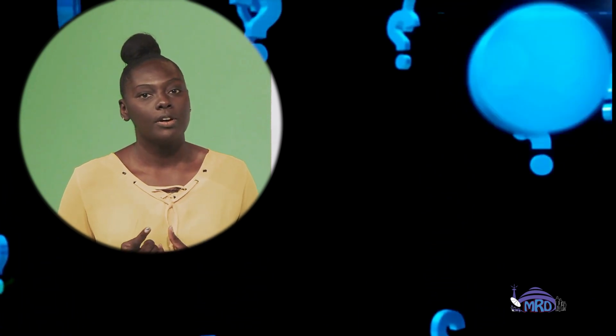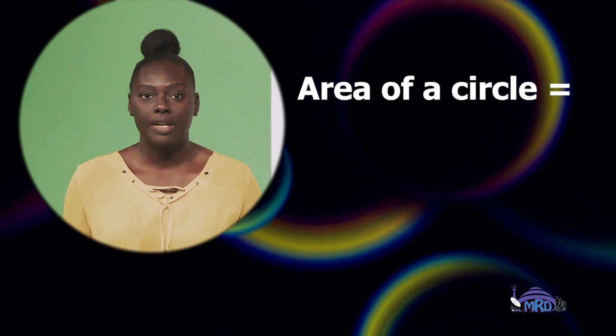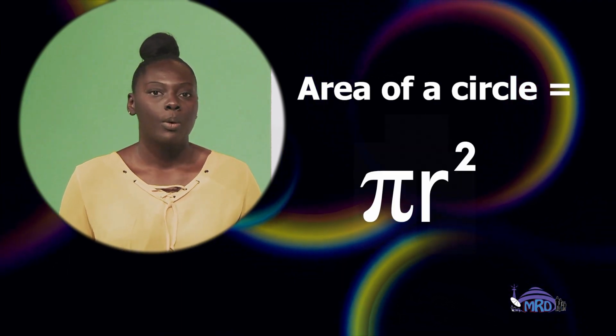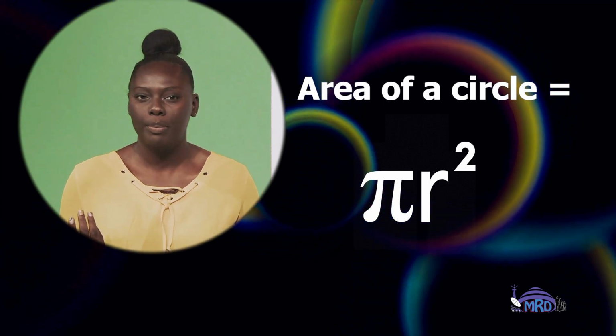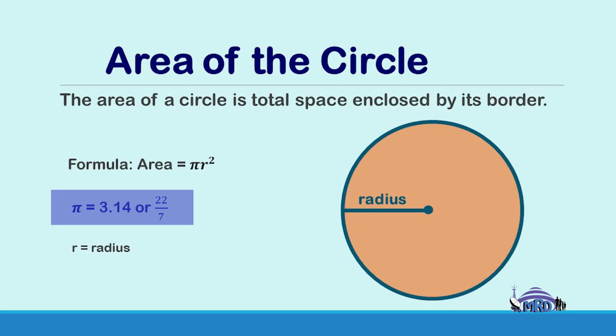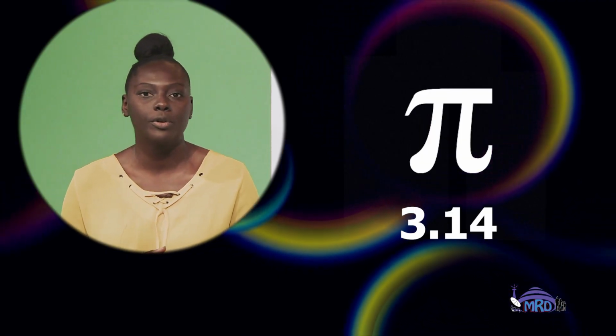So, how do you find the area of a circle? First of all, the area of any shape is the total space of that shape which is enclosed by a border. Therefore, the area of a circle is the total space enclosed by its border. The formula for the area of a circle is pi r squared, where r is the radius, and in texts or math problems, we usually see pi as 3.14 or 22 divided by 7. But what is pi, and how is its value of 3.14 determined?